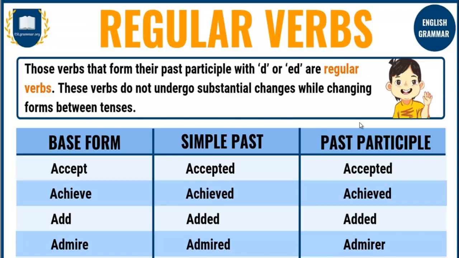As we have said before, we have two kinds of verbs. The first one is called regular verbs and the second one is called irregular verbs. For the regular verbs, we add D, ED or IED, like this one. If you look at this one here, accept, accepted, accepted. The third one, achieve, achieved, achieved. Add, added, added. Admire, admired. We should here write admired. So this one is going to be letter D, admired.